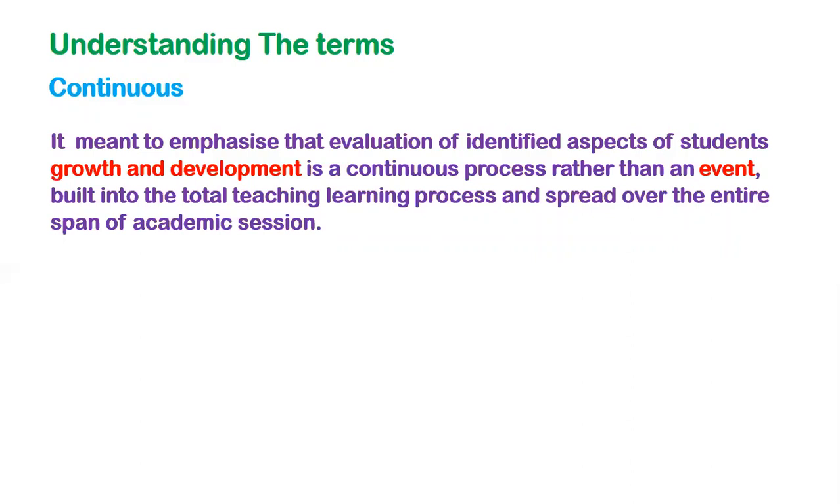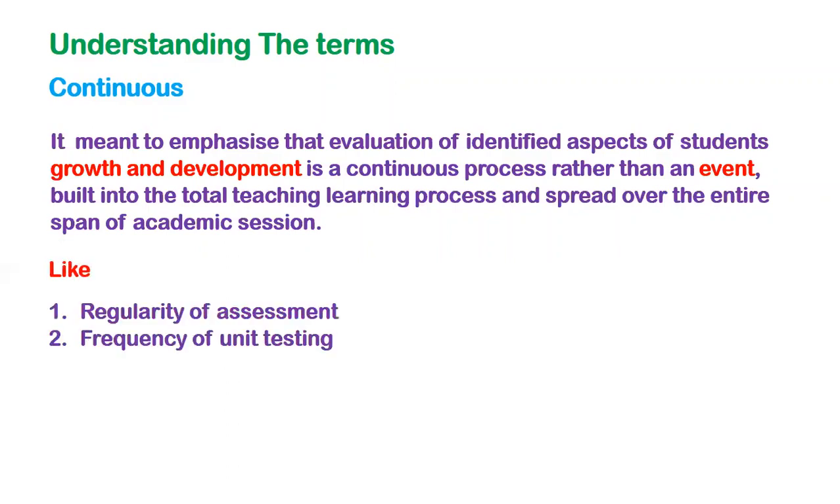It's not only in motor skills or any other developmental area, but we're talking about the academic. So it should be in the academic sessions. For example, regularity of assessment, then frequency of unit testing. This is how you do continuous assessment, right? Just now we have discussed this. So there should be regular assessment, whatever objective you take. There should be a frequency of unit tests.